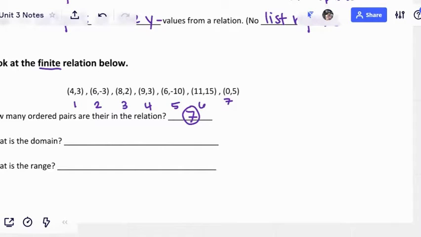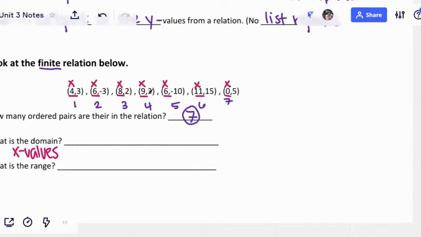Okay, what is the domain? Well, let's recall, what are the domain values? The domain are the x values. So I'm going to underline all of the x values in these ordered pairs. So our x value is the first number in an ordered pair. So I have 4, 6, 8, 9, 6, 11, and 0. So I want to list the x values, but I'm going to list them in order, and I'm not going to list any numbers that repeat more than once.